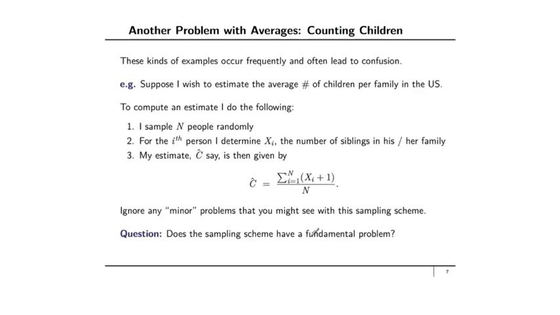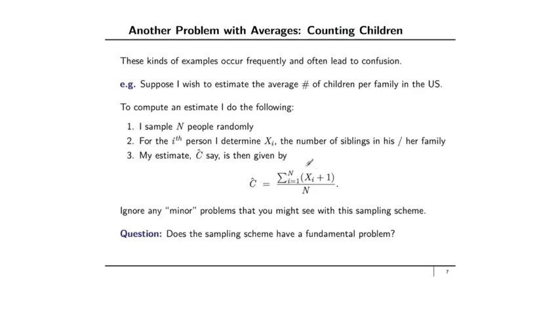So here's the question. Suppose I wish to estimate the average number of children per family in the US. And to compute an estimate, I do the following. I sample n people randomly. Maybe n will be a very large number. Maybe it's 1,000 or 10,000 or 50,000. And for the ith person, I determine xi, which is the number of siblings in his or her family. My estimate, c hat, say, is then given by the following.